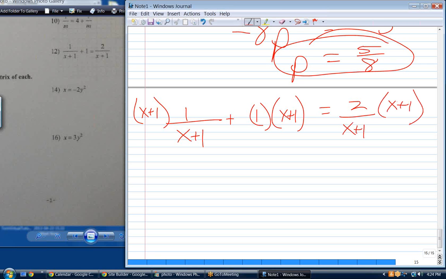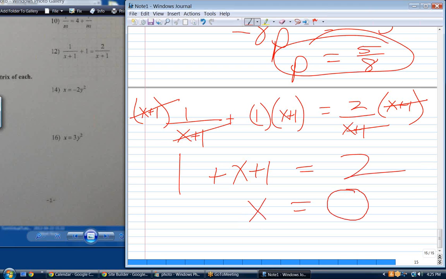I'm allowed to do that because I can do anything I want to the left side of the equation as long as I do it to the right. This is not the same as adding fractions. This is solving equations by doing the same to the left as you do to the right. The beauty of this is that this cancels with that, leaves me with 1 plus x plus 1 equals 2. How much easier can you get? Now x equals 0.